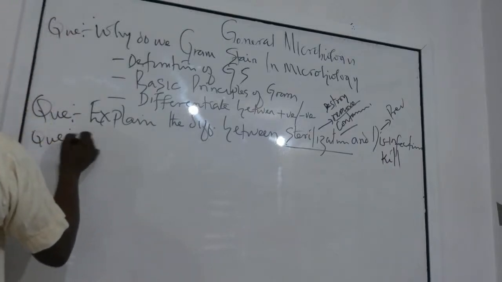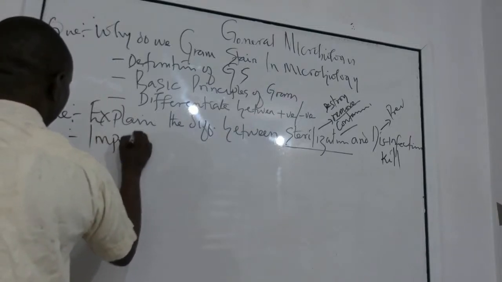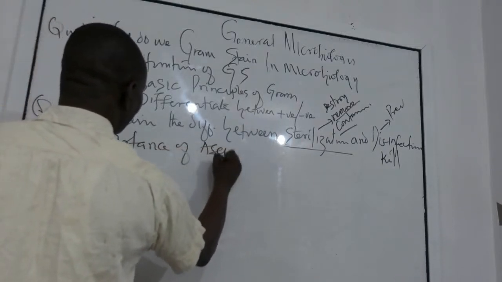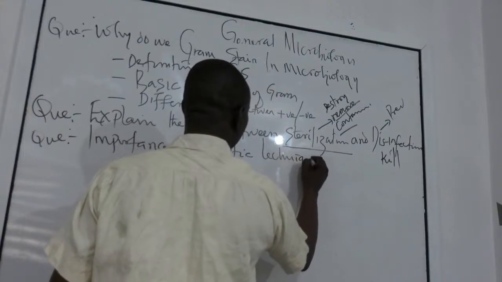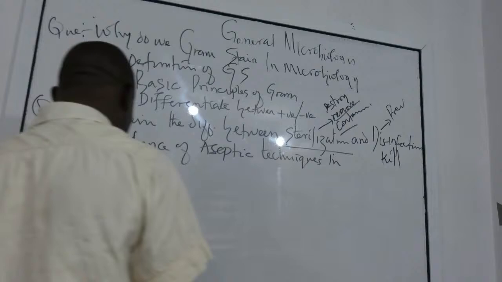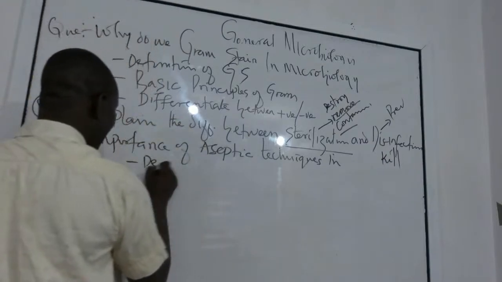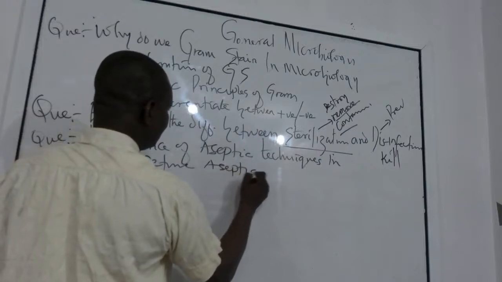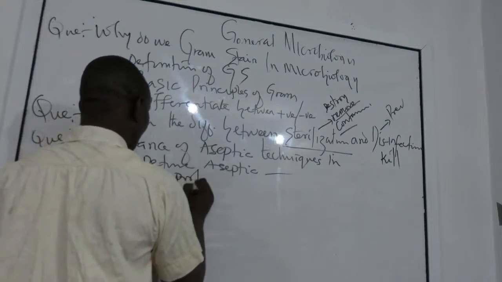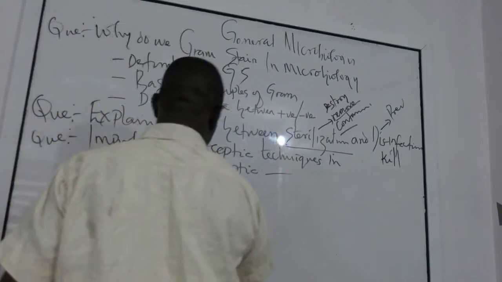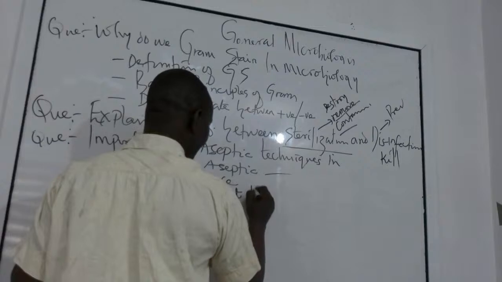Another question now is to look at the importance of aseptic condition. How important are aseptic techniques in microbiology? The first thing is, don't forget, you have to define aseptic condition or aseptic technique. You should be able to define that. Then you should be able to tell us the importance. And the importance is that it helps us, it protects the surfaces.